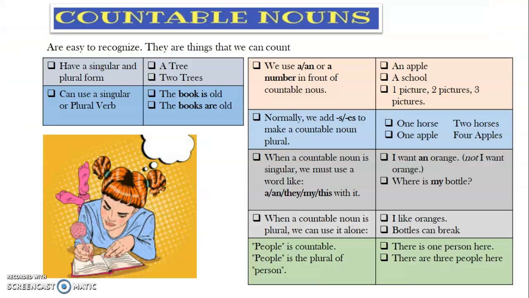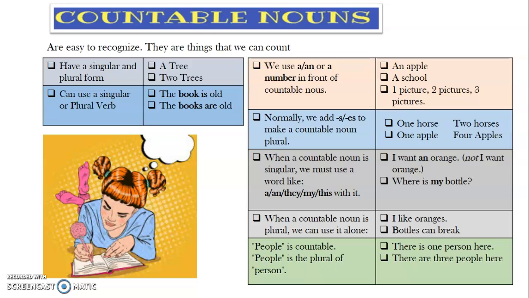So let's now get into the matter. Countable nouns are easy to recognize. They are things that we can count. They have a singular and plural form. We can say a tree, or we can count the trees. They are countable: 2 trees, 4 trees, 5 trees, 1 flower, 2 flowers.